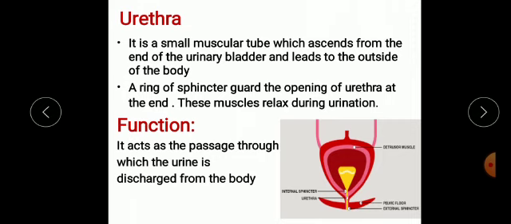Urethra. It is a small muscular tube which ascends from the end of the urinary bladder and leads to the outside of the body. A ring of sphincter guards the opening of the urethra at the end. These muscles relax during urination. The function of the urethra is that it acts as the passage through which the urine is discharged from the body.